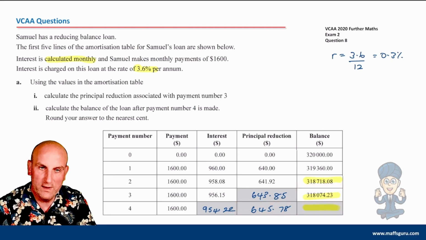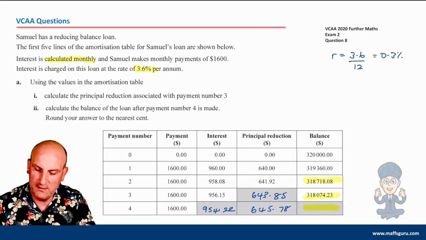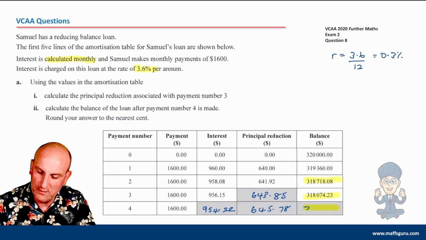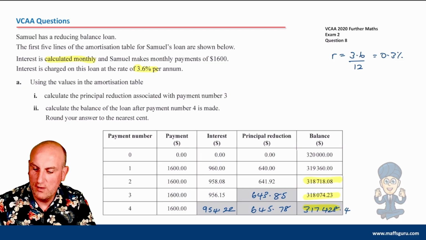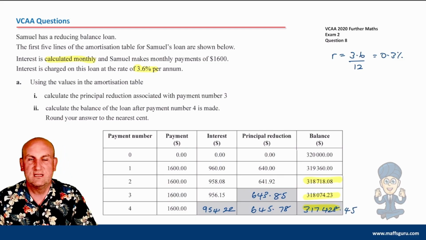So 318,074.23 minus 645.78, hit enter, and I get a staggering value of 317,428.45. Doesn't quite fit in, but there we go. Round your answer to the nearest cent. Ka-ching, I've even read that last part of the question.